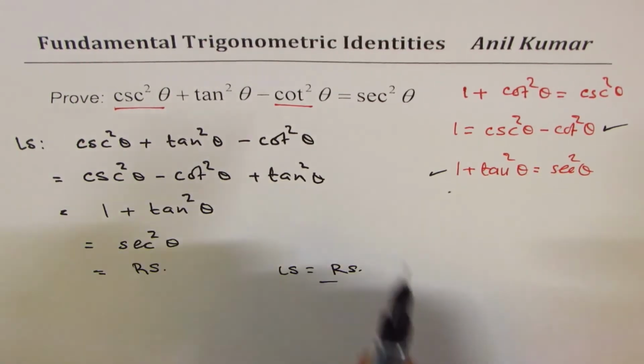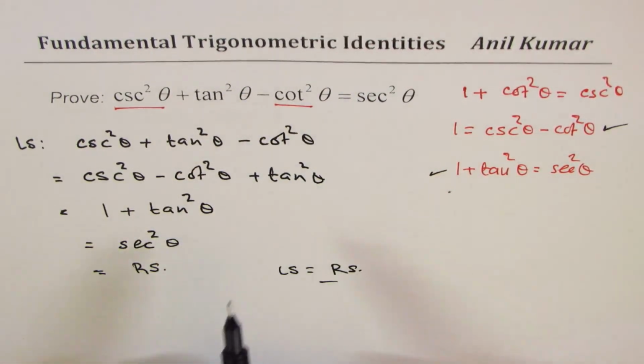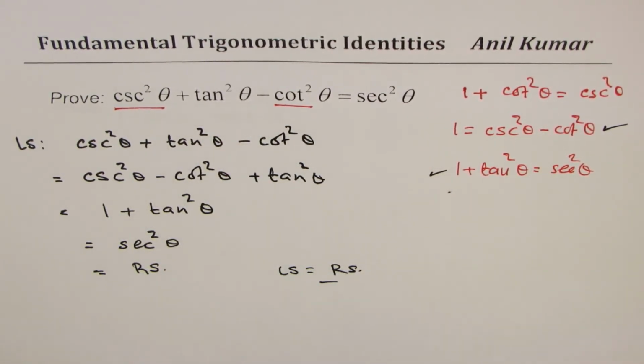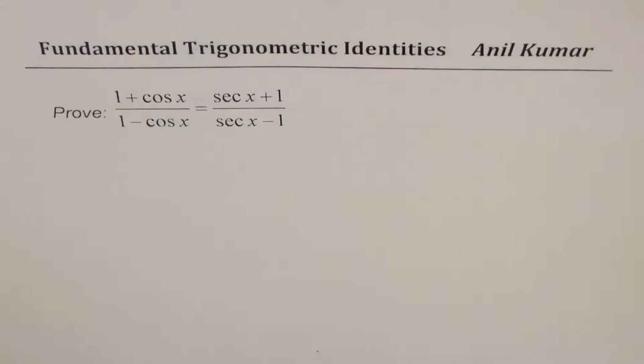You should remember all these trigonometric identities are proven in their domain, right? So the denominator cannot be 0. Remember that. So in this case, sine and cosine cannot be 0.